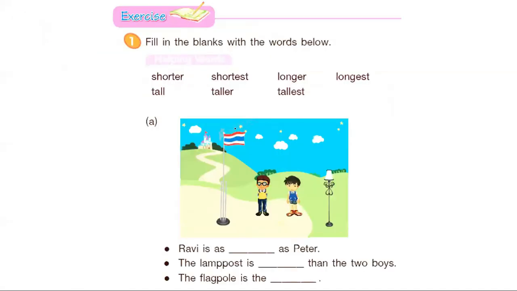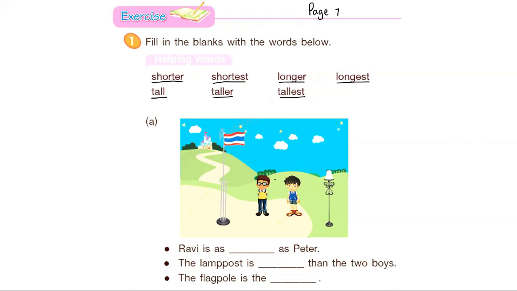I want you to go to page 7. Fill in the blanks with the words below. So these are some of the words that you need to use. We have this one: shorter, shortest, longer, longest, tall, taller, and tallest. Okay, now look at this picture.